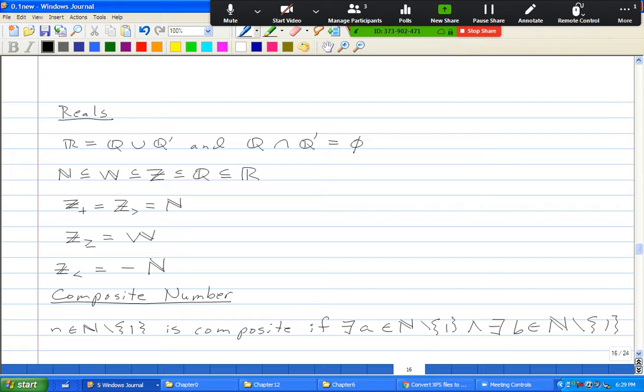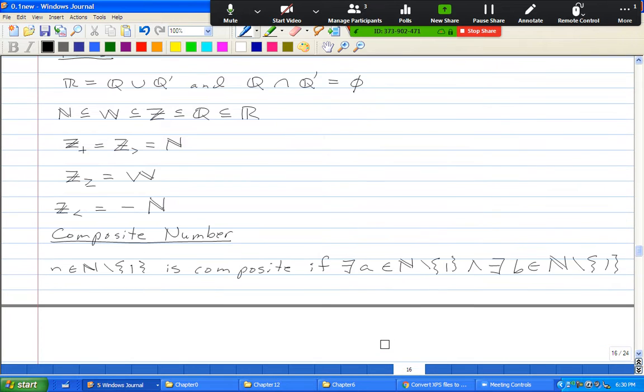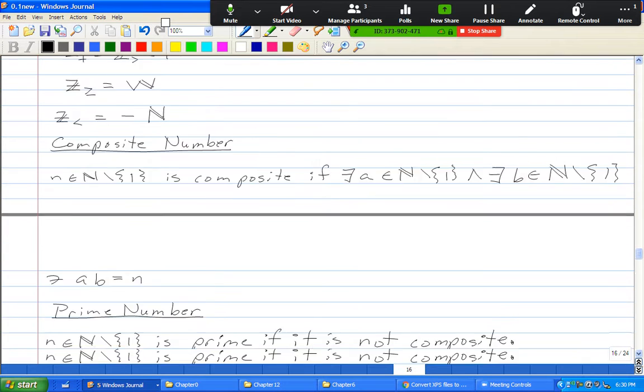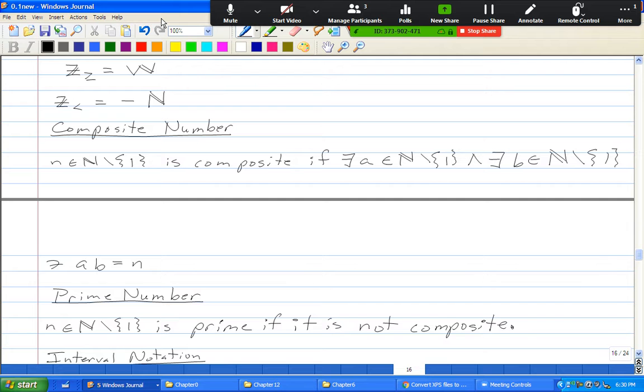A composite number. N, being a natural number that's not equal to 1, is composite if it can be written as the product of two natural numbers, neither of which is 1. A prime number is a natural number which is not 1, that is not composite.